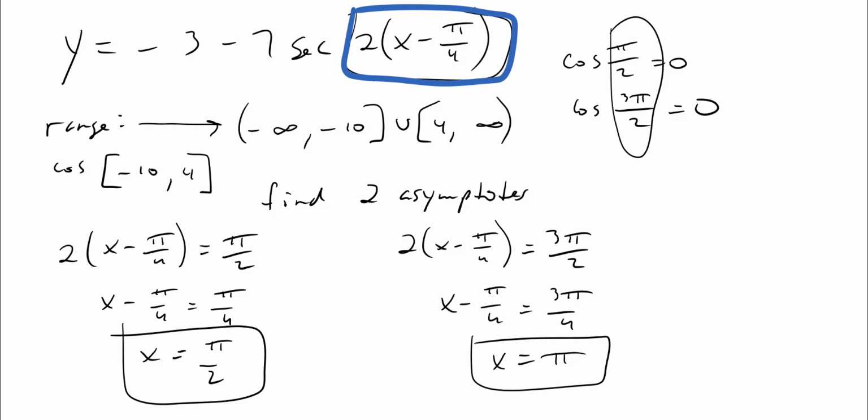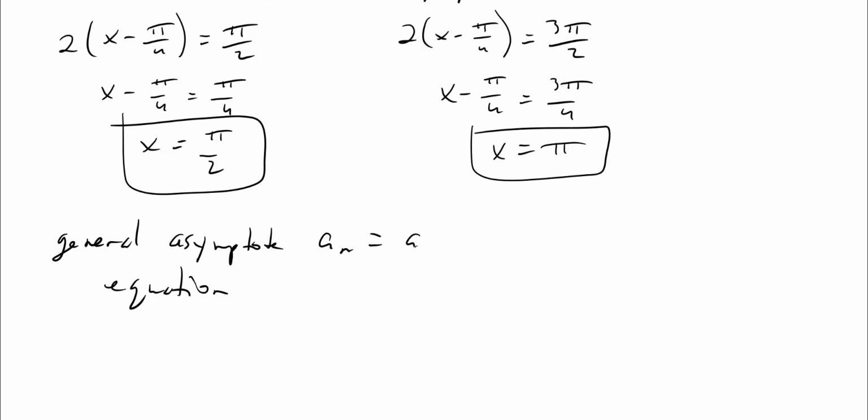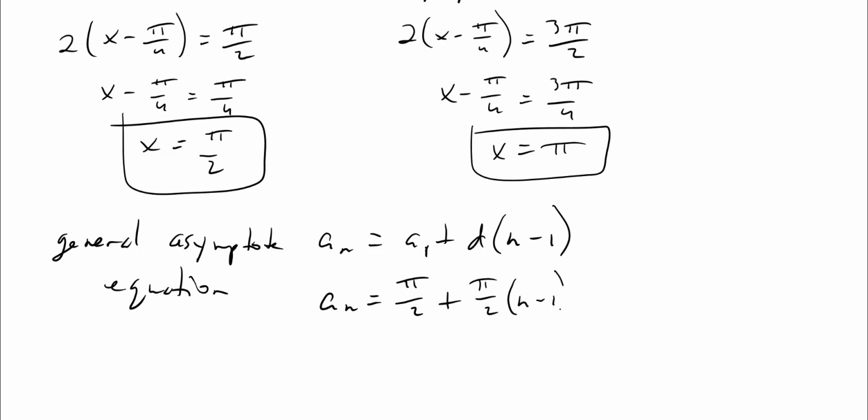Now if I said, hey, I want a general equation. Okay, well, I'm going to cursor down here a little bit again. A general asymptote equation is, well, remember, a sub n equals a sub 1 plus d times n minus 1. Okay, so let's plug it in. A sub n equals a sub 1, which is pi over 2, plus d, what's the difference between these two? Do you guys agree it's pi over 2? Times n minus 1.